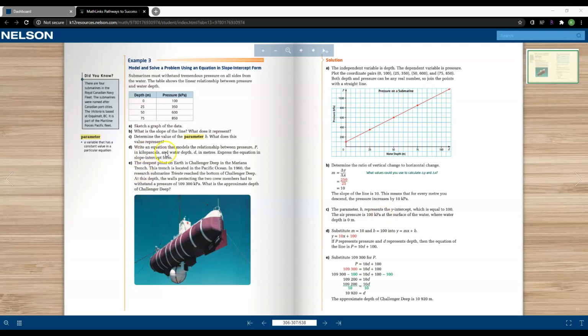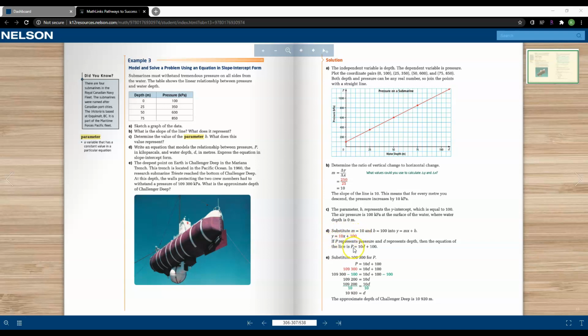Okay, D. Write an equation that models the relationship. Okay, to write an equation in slope-intercept form, remember it has to look like y equals mx plus b. Okay, m we just calculated, which is 10, and we also looked at the graph for b, which is 100, right? So y equals 10x plus 100. So that should make sense. So that's pretty much it.